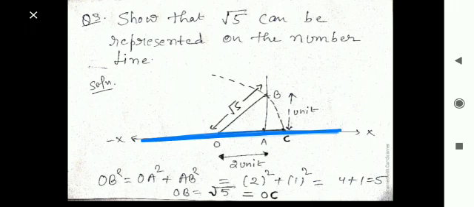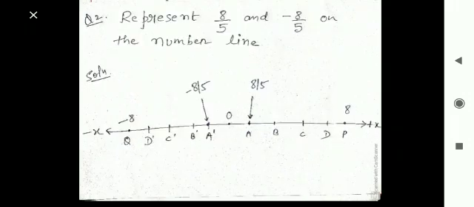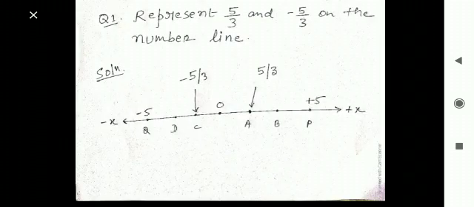So what is the length of root 5? This OC represents root 5 here. So this is about the concept of representation of any number, any root value on the number line. Then how we can represent 8 by 5 and minus 8 by 5 on the number line. And finally that question which I have given you, representation of 5 by 3 and minus 5 by 3 on the number line. So this is about the concept.